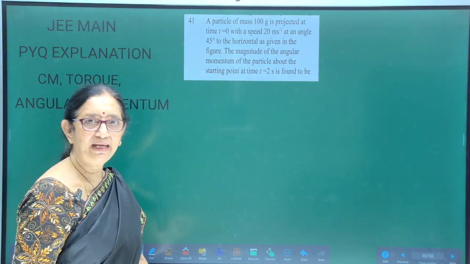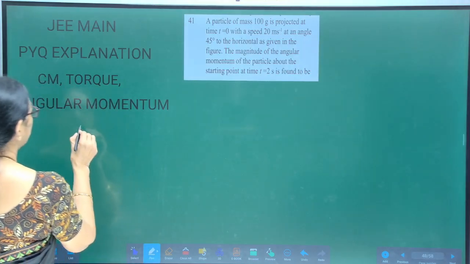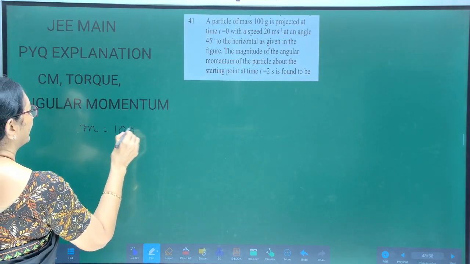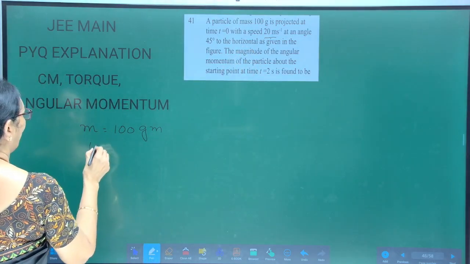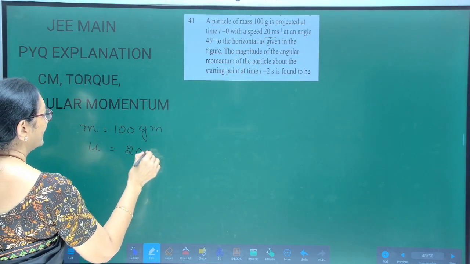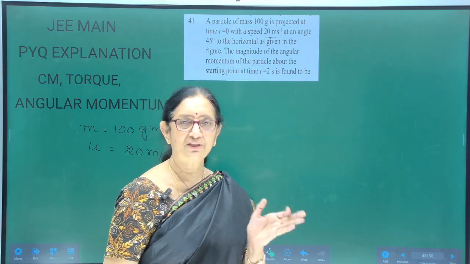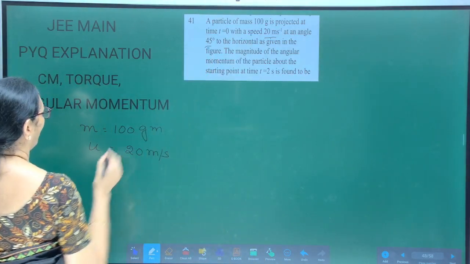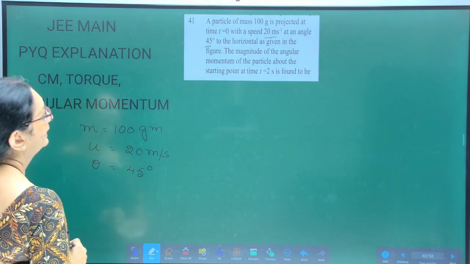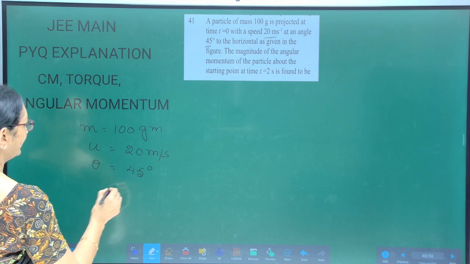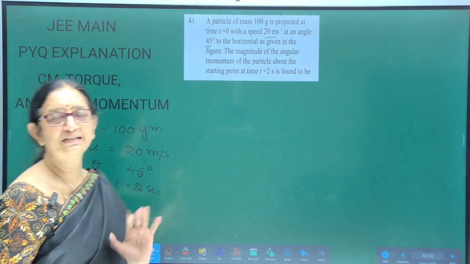Look here, a particle of mass 100 grams. So, mass of the body given here is 100 grams, right? It is projected with a speed 20 meter per second at t equal to 0. So, the initial speed with which the body is projected into air is 20 meter per second, projected at an angle 45 degrees to the horizontal. Theta is equal to 45 degrees. The magnitude of angular momentum of the particle at t equal to 2 seconds is found to be.